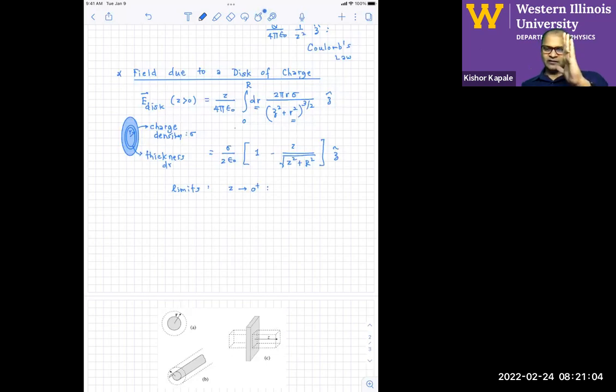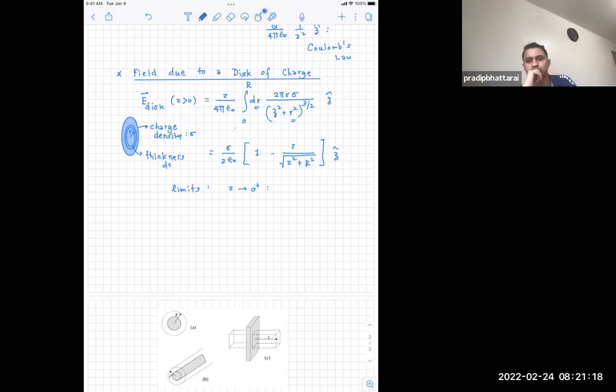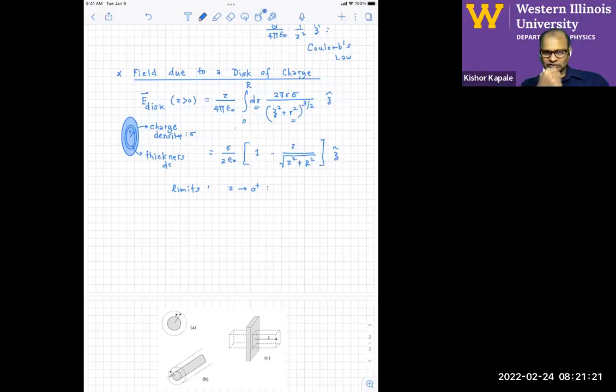In the previous case for the ring, when you went to the center of the ring, there were always balancing charged elements, which would cancel the electric field. Do you think the electric field will be 0 in this case? Sigma by twice epsilon naught. Right, because as z goes to 0, the second term becomes smaller, right? Compared to 1, right? So you get 2 sigma over 2 epsilon 0 z hat.